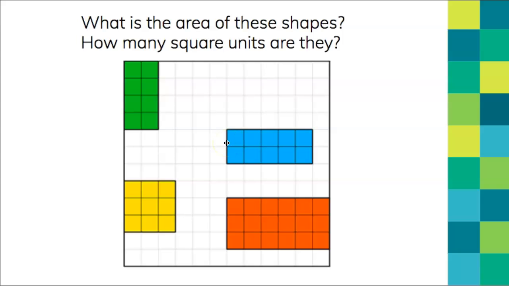Let's look at this blue rectangle. We'll count by twos this time: 2, 4, 6, 8, 10. This rectangle is 10 square units. This yellow square is 3, 6, 9, 9 square units. And the area of this orange rectangle is 2, 4, 6, 8, 10, 12, 14, 16, 18 square units.